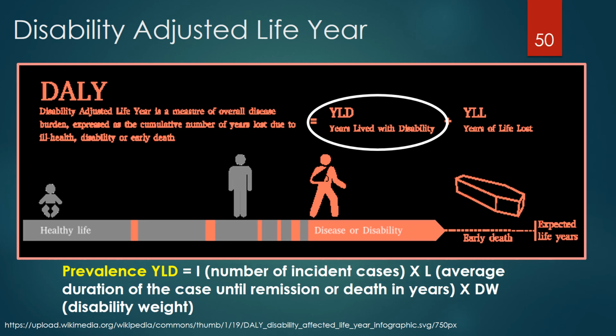A prevalence YLD is based on prevalence rather than incidence. The formula for a prevalence YLD is prevalence YLD equals P times DW, where P equals the number of prevalent cases and DW equals the disability weight.